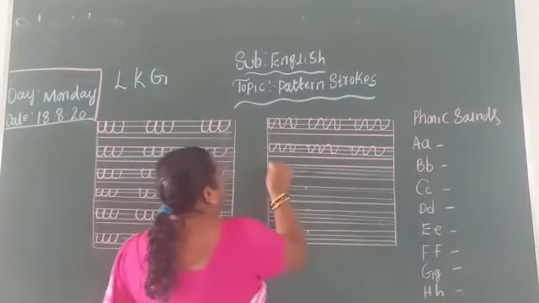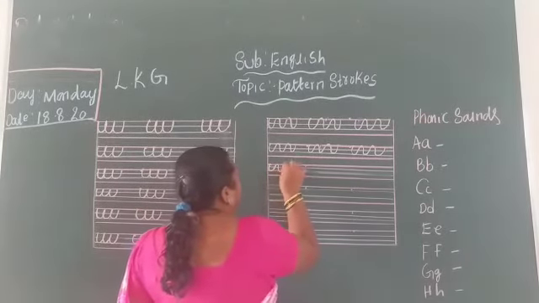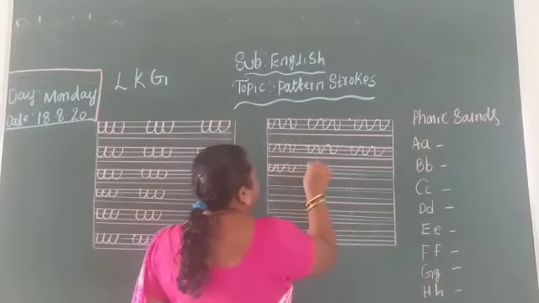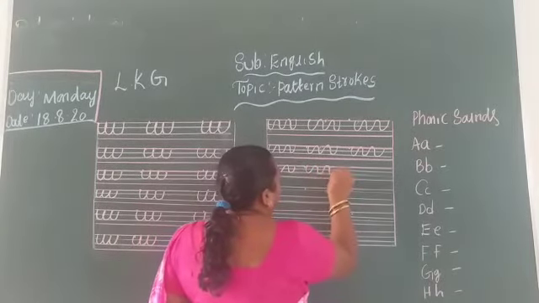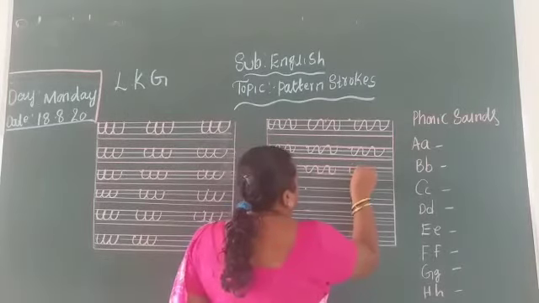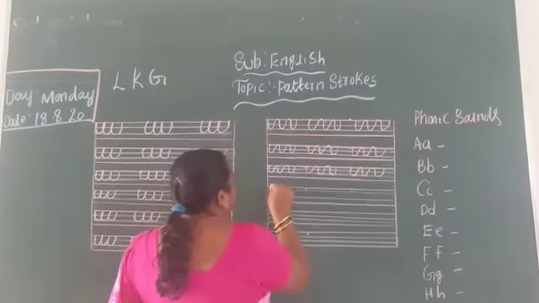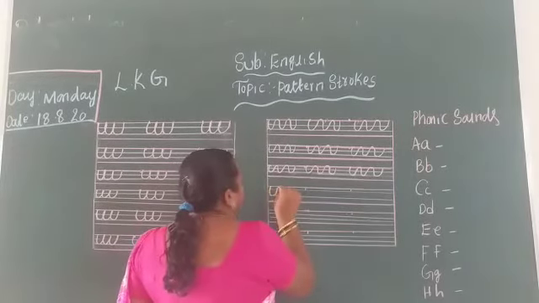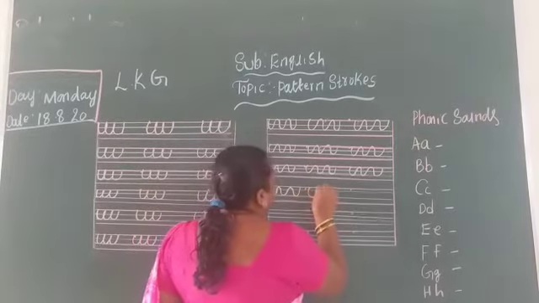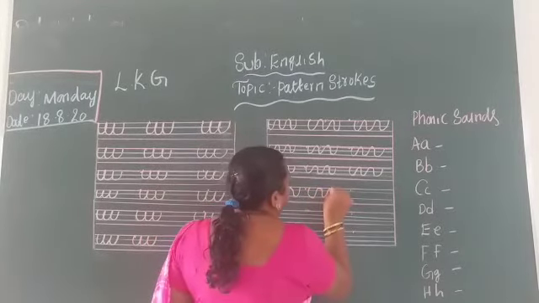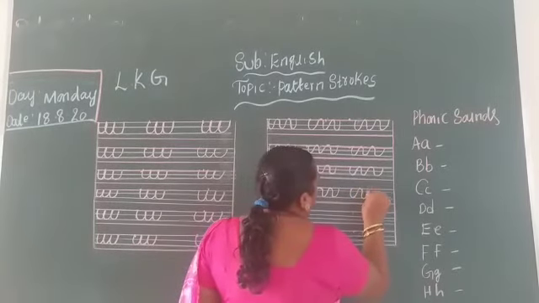See the board, how I am writing? Touch the red line and join and write like this, children. Okay, join and write. Touch the red line to the blue line. What is this, children? Pattern strokes.